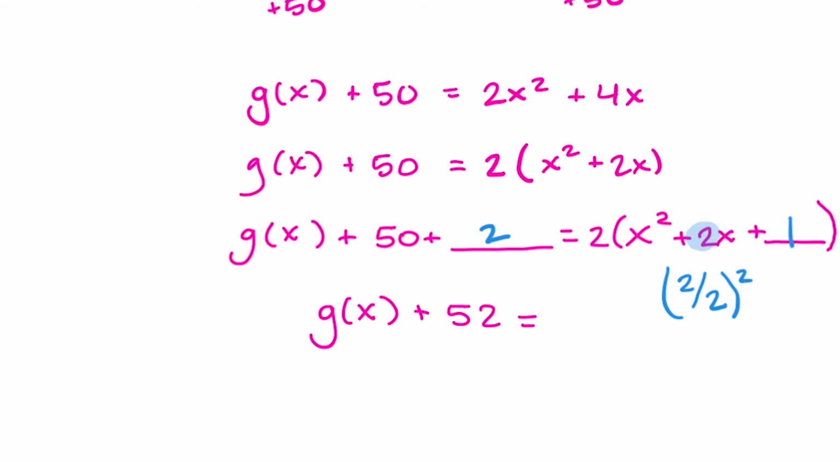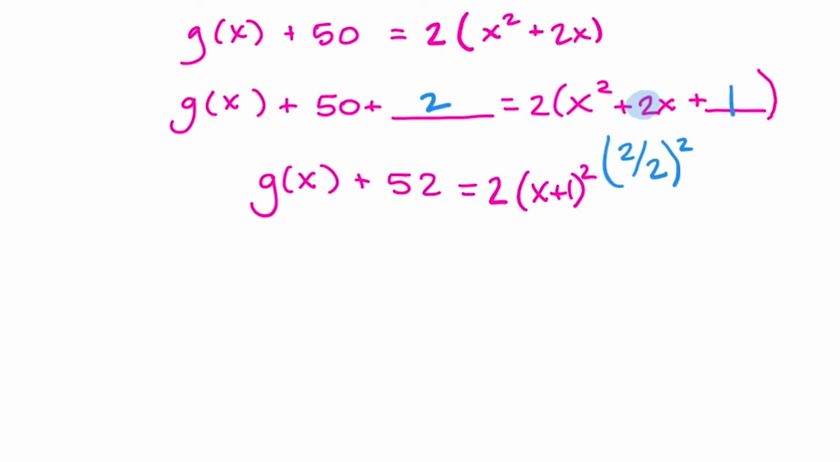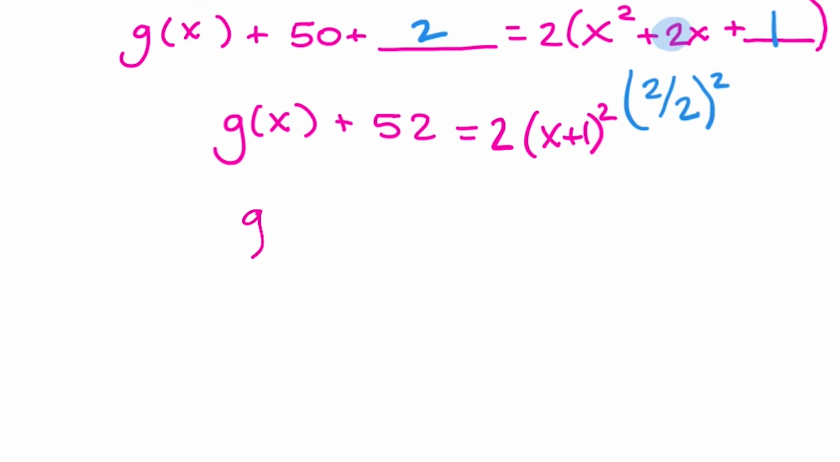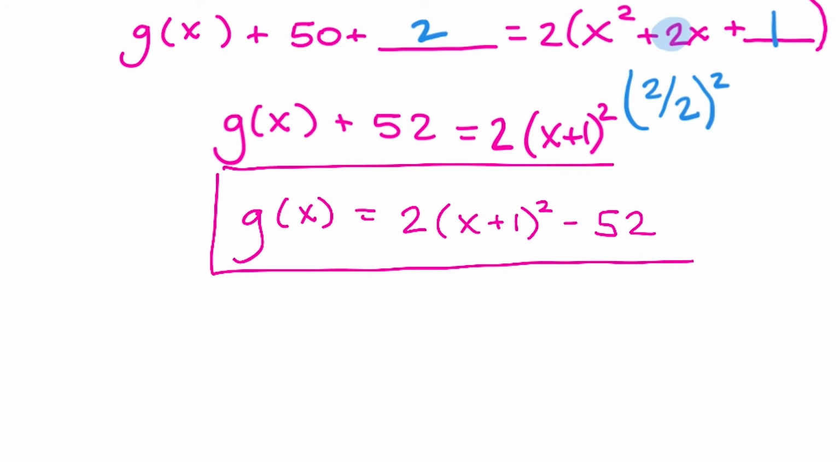equals, and then we want to factor this right here, this inside part. So what factors of 1 add to 2? Well, 1 and 1. So we'll still have the 2 in front, and then that factors to x plus 1 times x plus 1, or x plus 1 squared. So finally, we move our constant back to the right-hand side, so that's 2 times x plus 1 squared minus 52, and we have our vertex form.